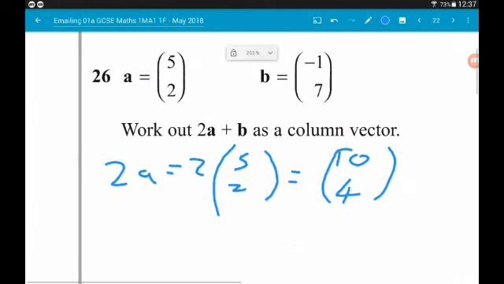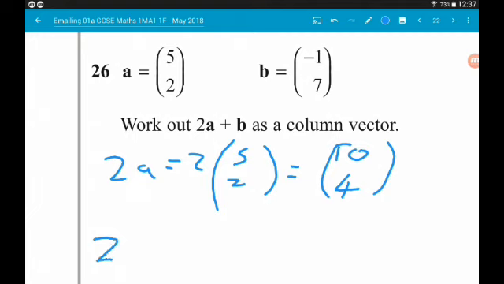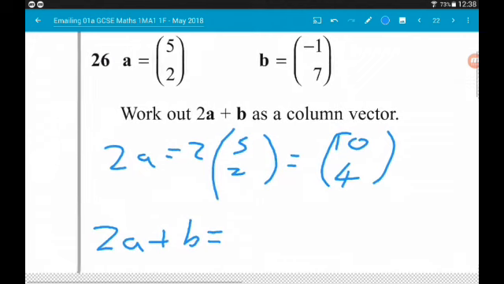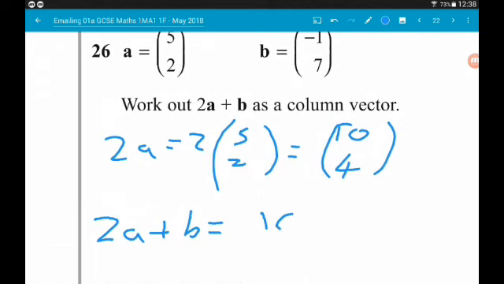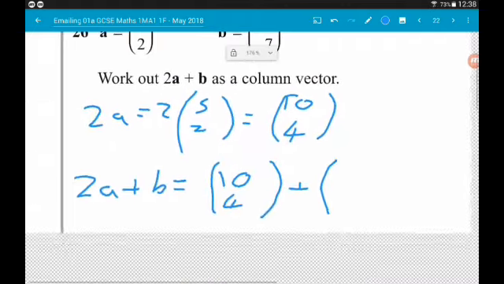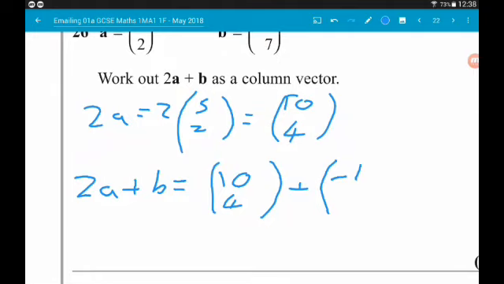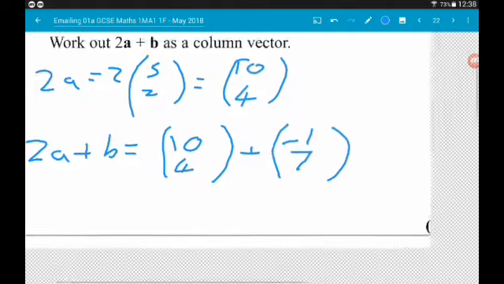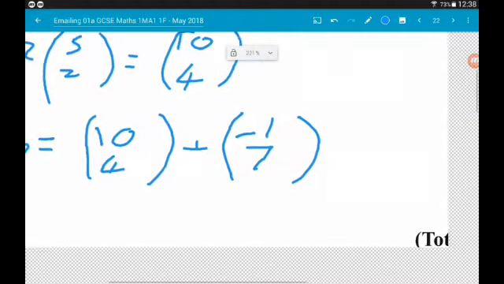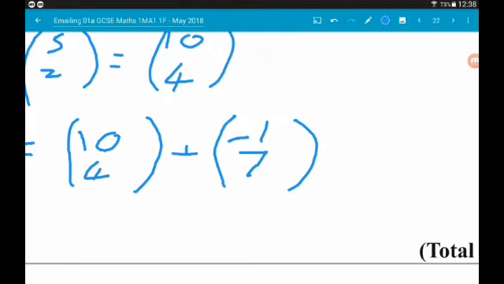So 2A and B is 10, 4 add minus 1, 7. So when you add vectors, you add the corresponding parts. So we got 10 add minus 1 is 9, and then 4 add 7 is 11.